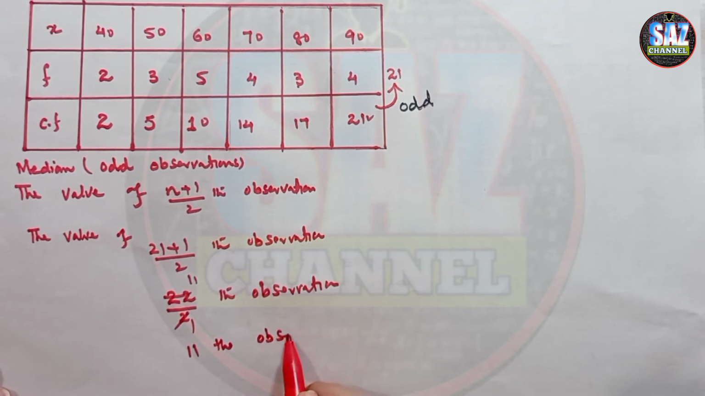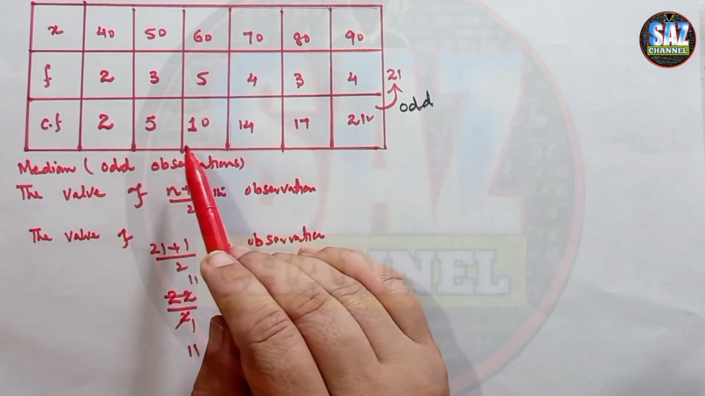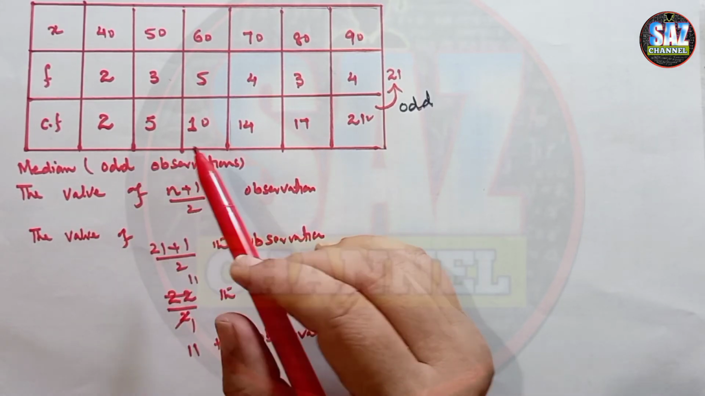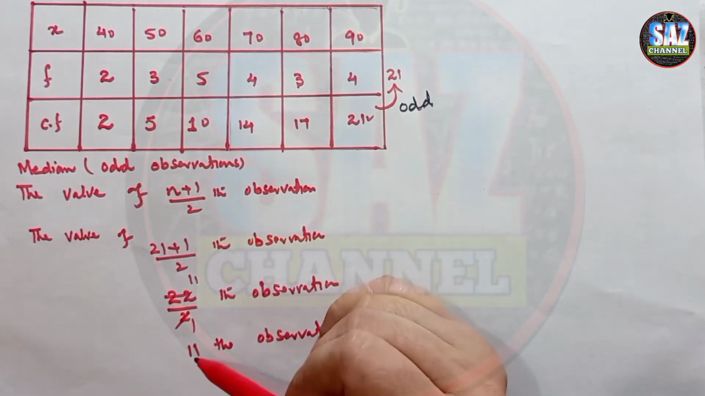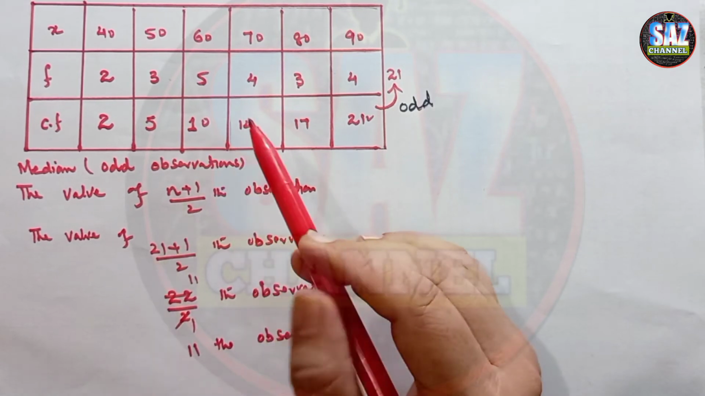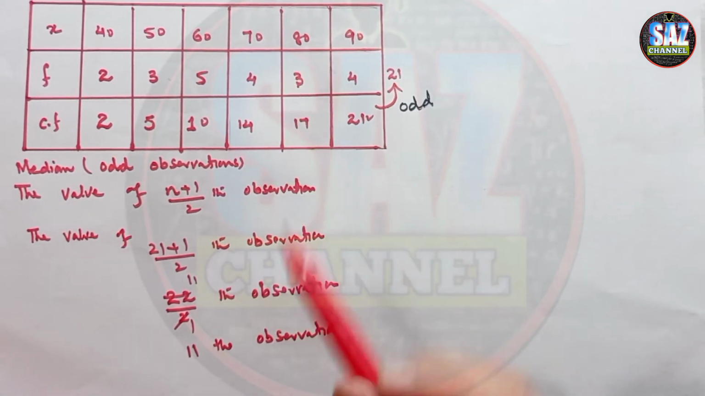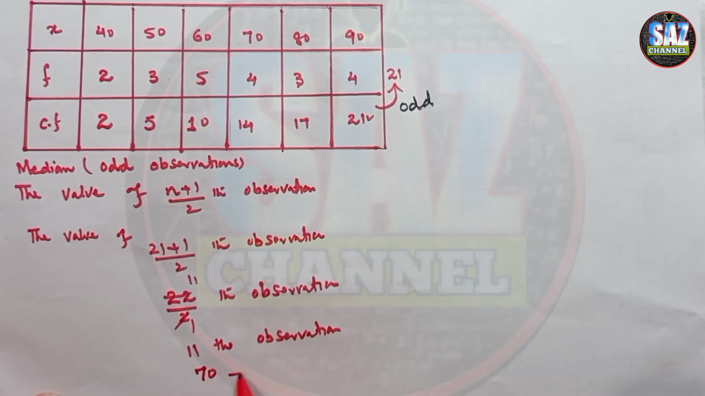Now students, this is a common mistake: most of the students write this 11 as the median. This is not the median. What is the use of this cumulative frequency column? Move into the cumulative frequency column and see where this 11 is coming for the first time. 11 cannot come in 2, it cannot come in 5, it cannot come in 10. 14 is the place where 11 can first come, and the median is the value of x in front of that cumulative frequency. So 70 will be the median for this data.